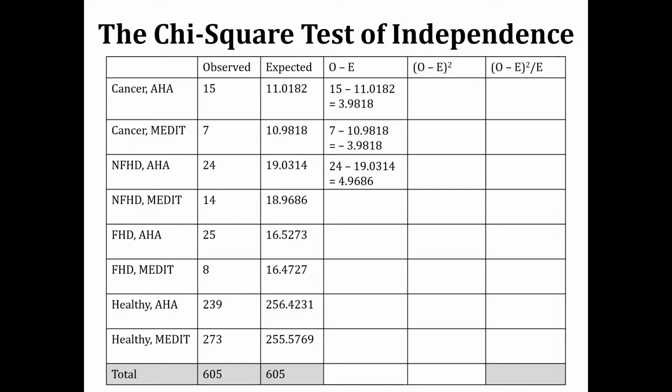And then the next cell, which is the non-fatal heart disease on AHA diet, and the difference between the observed and expected frequencies is 4.9686.